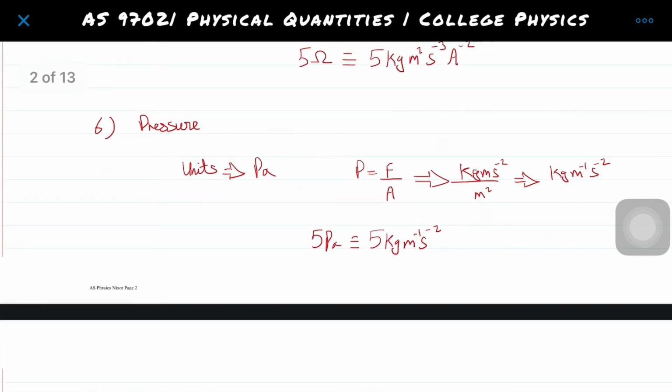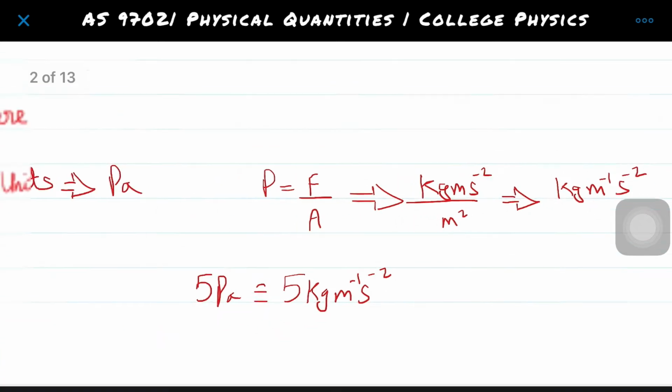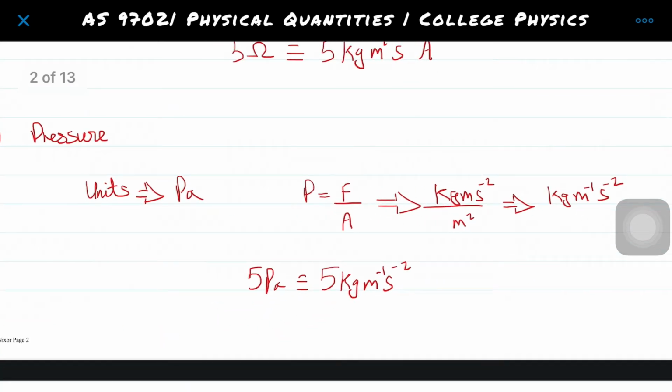So now we know the units for force are kg m s⁻². We divide them by the units of area, which are m², meter square, and now we find out that the units of pressure would end up being kg m⁻¹ s⁻², right? So 1 pascal would be equal to 1 kg m⁻¹ s⁻². So 5 pascals would be basically equal to 5 kg m⁻¹ s⁻².